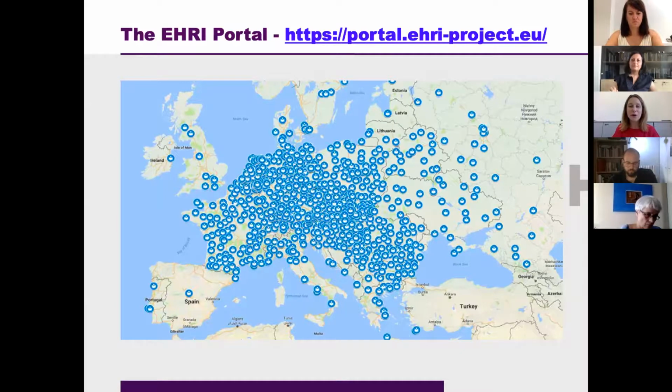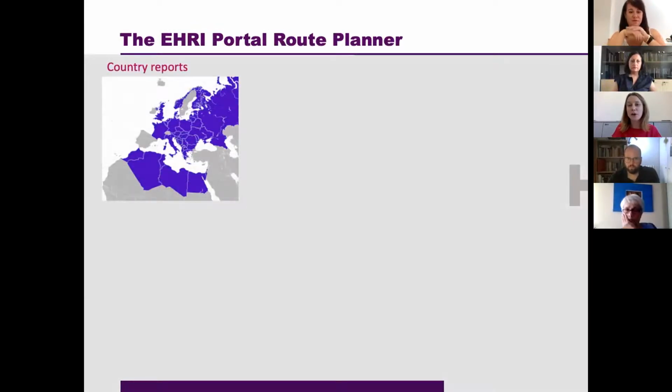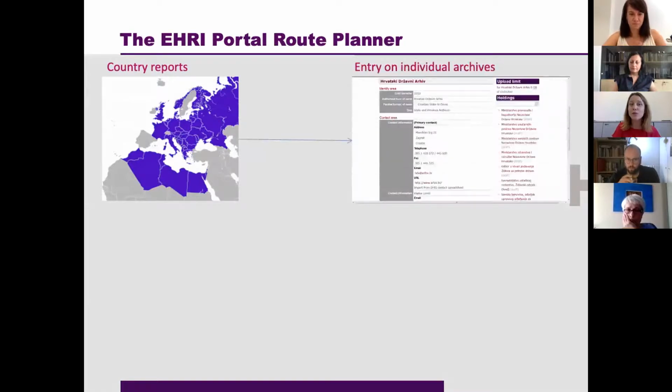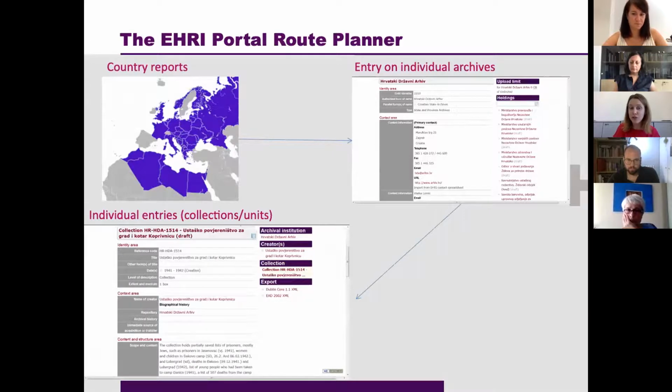So you see on this map already a little bit of an impression of the institutions that bring in collection descriptions, and it's a cutoff map, so it's not the whole thing yet. So we're transnational, it's fair to say, even though we're all now stuck at home due to COVID-19. But we're still doing this route planning, top down, from country reports into individual archival descriptions, into individual entries, collections, fonds, record groups, whatever the institutions themselves name it.